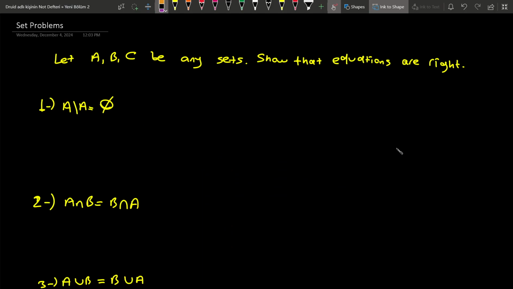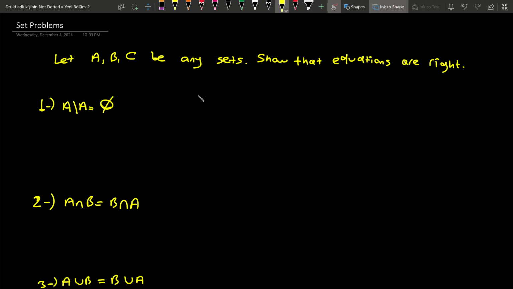Welcome everyone. Today we'll solve some problems about sets and we will finish our class. Let A, B, C be any sets, show that the equations are correct. Okay, so we have a couple of equations that we need to show are right.